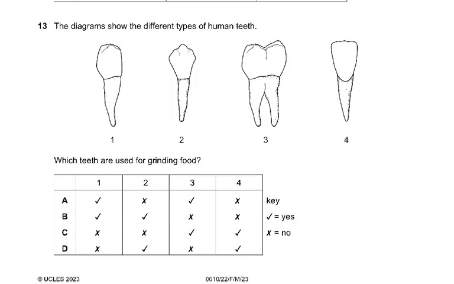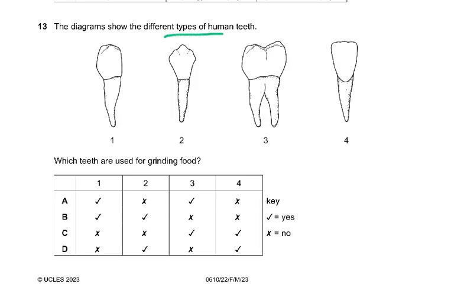Then coming to question number 13. The diagram shows the different types of human teeth. Which teeth are used for grinding food? Grinding food. Please do not write chewing food. Chewing is not allowed. So the answer is A. Why is it A? Because this is the front tooth, the incisor, and this is the canine. These are usually for cutting. So we're only left with 1 and 3, which are used for grinding of the food. So the answer is A.